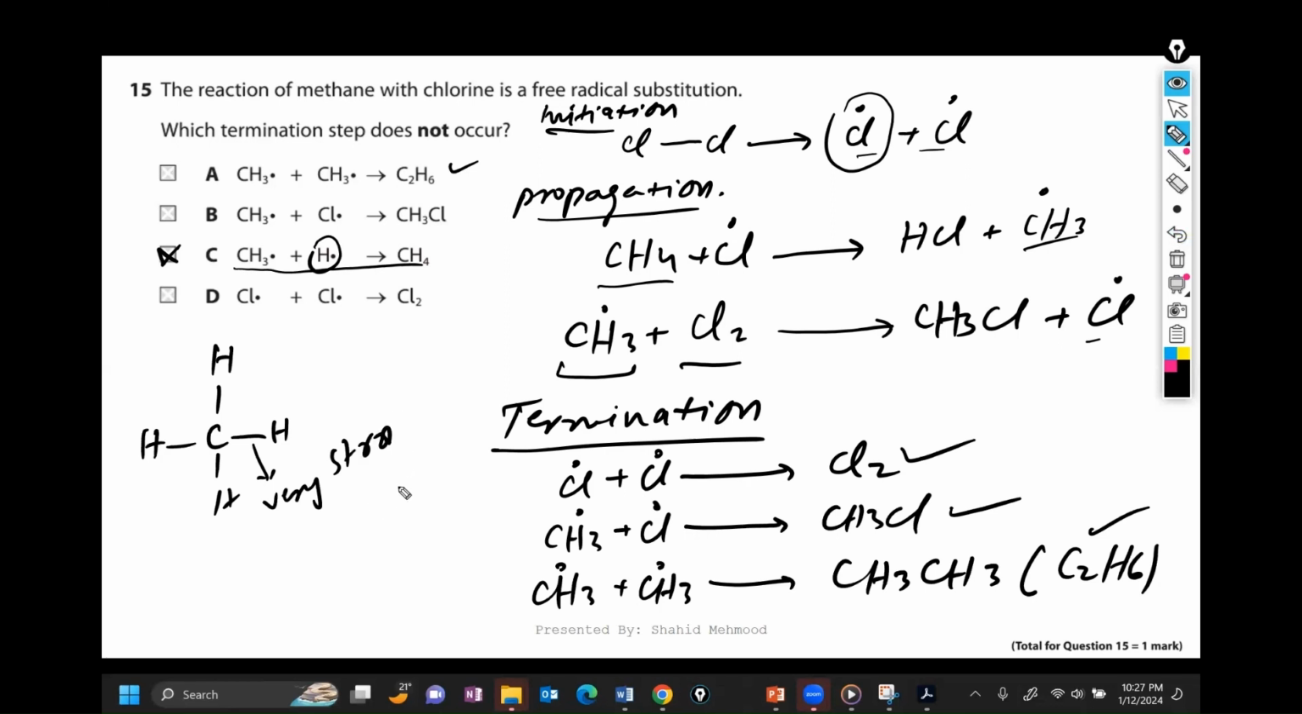Very strong bond. And the UV light, which is used as a condition over here, the UV light energy is not capable of breaking this bond, so a hydrogen free radical never forms in the free radical substitution reaction.